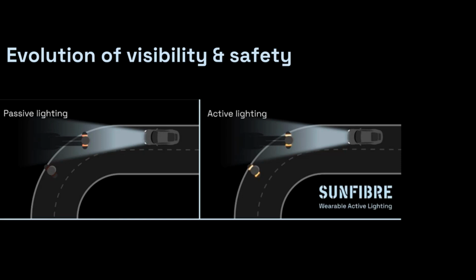On the picture on the right, and on the picture in general, you can see the main difference. For example, when you stand out from the light cone of the car, you are still visible. You are having your own light, and you're not dependent on external factors to be actually safe. So this is one of the main differences and reasons why we are doing this technology, and what it changes in the industry of safety and personal safety, personal visibility.